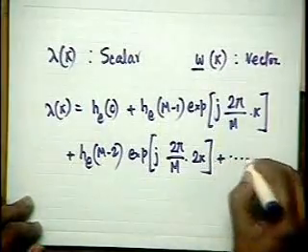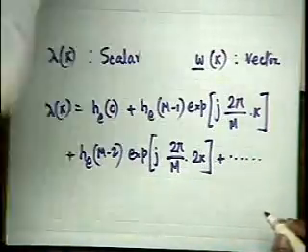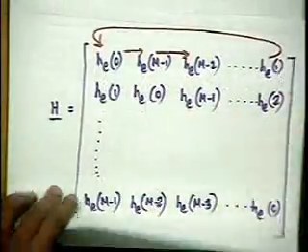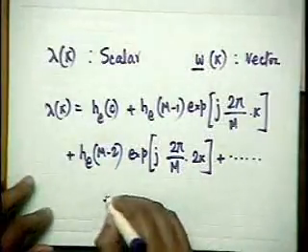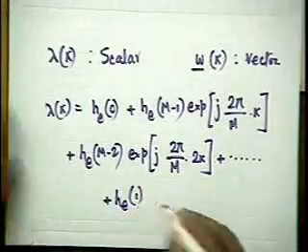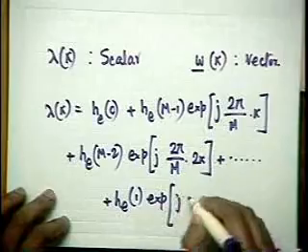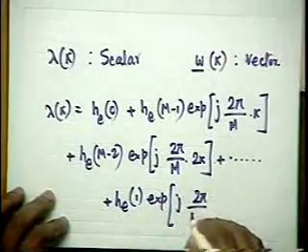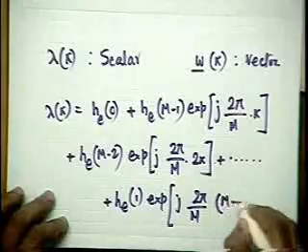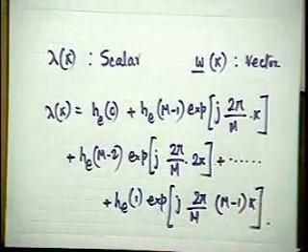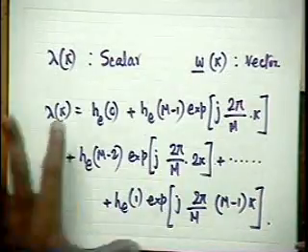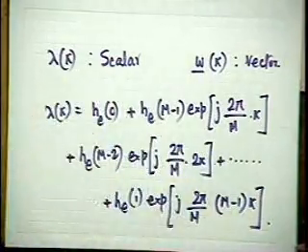Like this I form a series consisting of M number of elements, and the last element in this series is HE1. What is going to be the multiplication factor for the last? Exponential to the power j 2 pi by m into m-1 into k. This is going to be the last term here. So that is how I define the scalar quantity lambda k. Lambda k is scalar, isn't it? You can clearly see lambda k is a scalar.